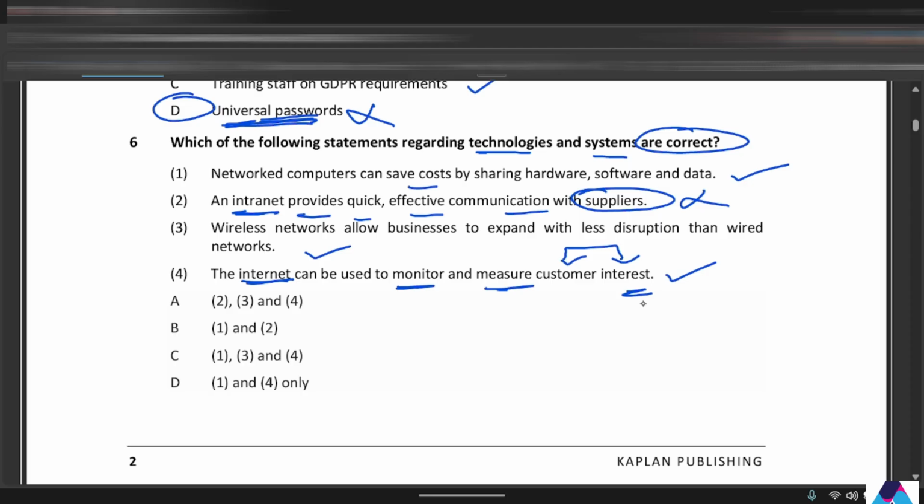What is he searching? What does he want? What kind of products does he want, right? Based on that, you run targeted ads and you try to sell them whatever your product or service is, right? So isn't that using the internet to monitor and measure customer interest? Yes, obviously. So therefore, this is correct, which actually makes 1, 3, and 4 correct. So 1, 3, and 4, where is it? Part number C, and that is your answer.